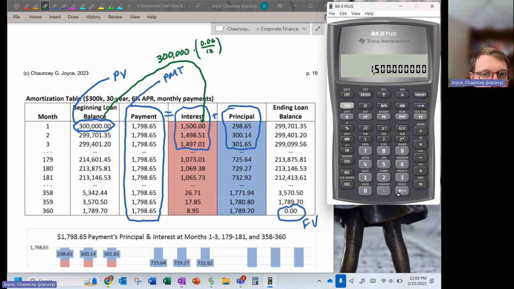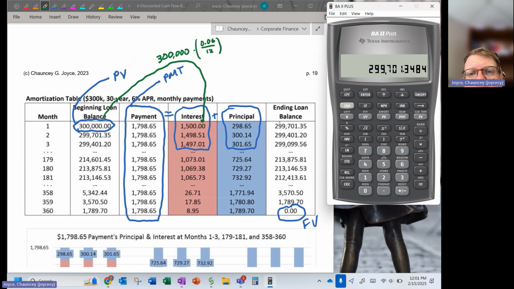So how much was principal? Well, you take your payment of $1,798 and deduct the interest. The remainder is principal. So 298. That is the amount by which your loan balance will decrease. So deduct that from your beginning period loan balance of 300,000.